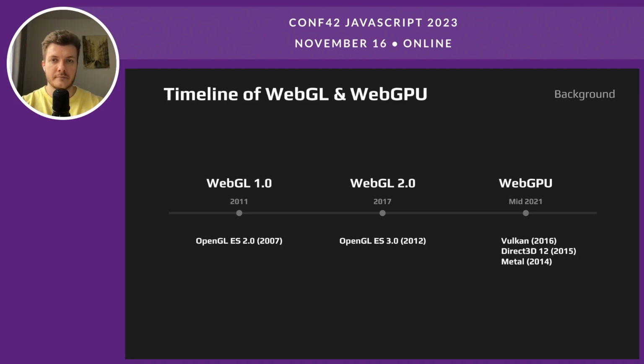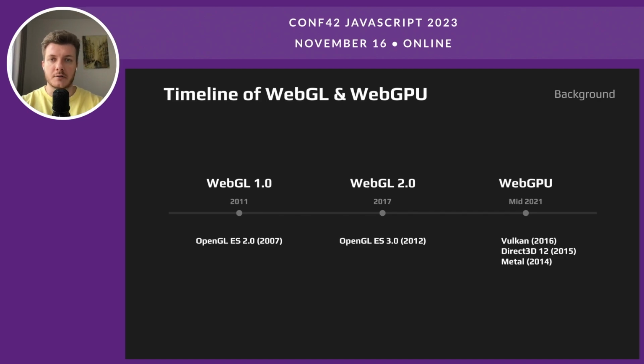Lately, there has been a growing interest in new graphics APIs that offer developers more control and flexibility, and three notable APIs here are Vulkan, Direct3D 12, and Metal. Together, these three APIs create a foundation for WebGPU.